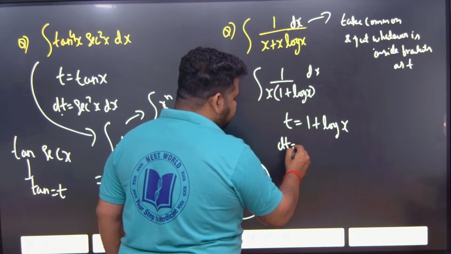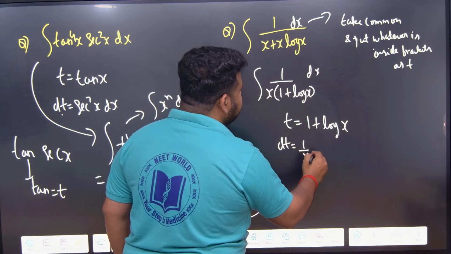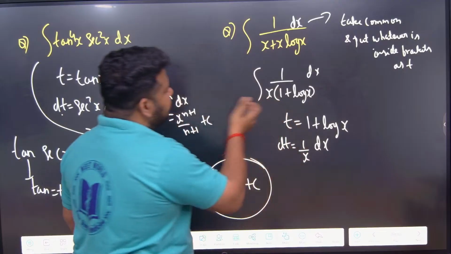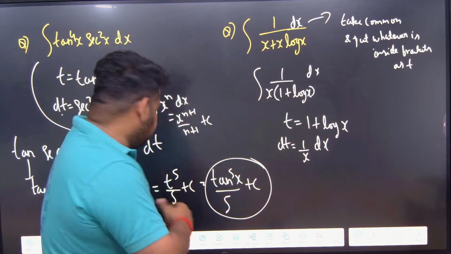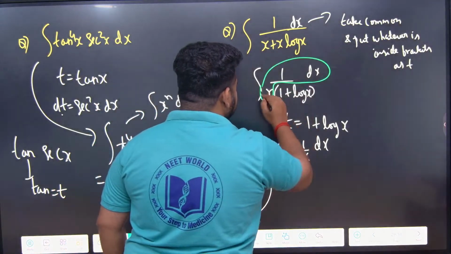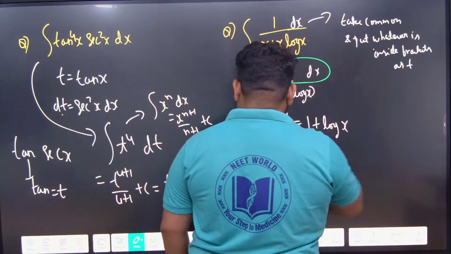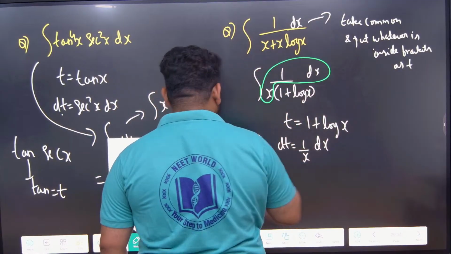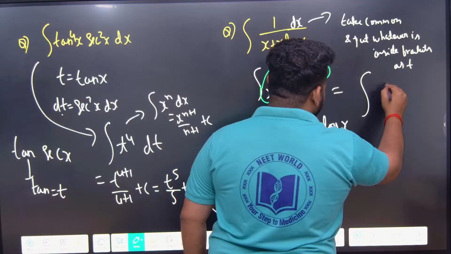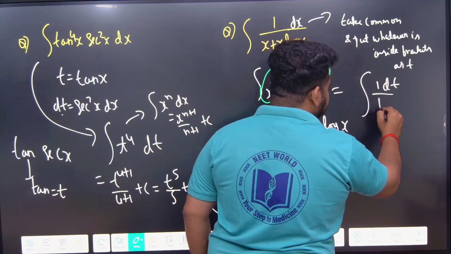Now differentiate both sides with respect to x. dt will become what? Derivative of 1 is 0. Log x is 1 by x, so 1 by x dx. Now you may be thinking, where is 1 by x dx? See here, 1 by x dx is here. So 1 by x dx is dt. But what about this bracket? This bracket is t. This will become 1 by t dt.